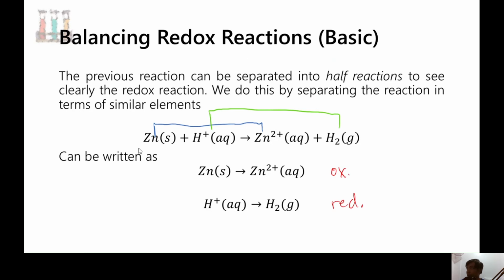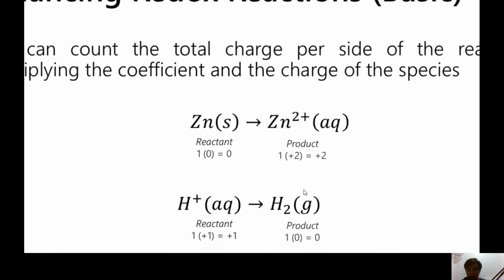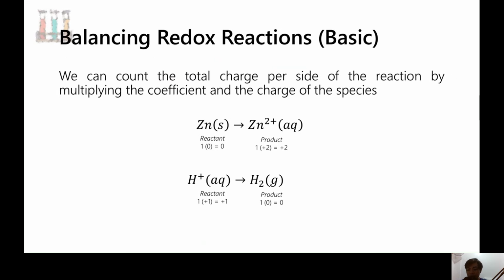So, we call these two equations the half reactions. So, that's it. What's next? Okay. So, the second step is for you to count the total charge per side of the reaction by multiplying the coefficient and the charge of the species. So, we get the total charge on the left and on the right of the half equation. Okay. So, let's do that.